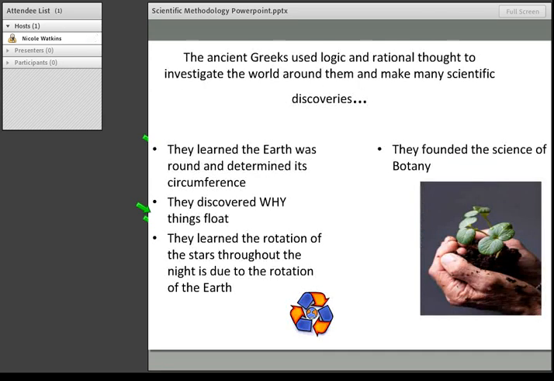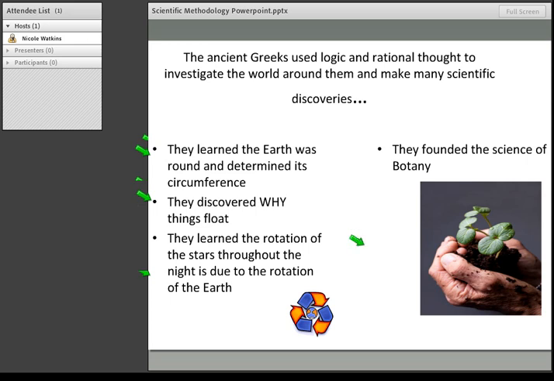So the ancient Greeks used logic and rational thought to investigate the world around them. And they were responsible for making many of our earlier scientific discoveries. The ancient Greeks learned that the earth was round and they helped to determine its circumference. They discovered why things float. They learned the rotation of stars throughout the night is due to the rotation of the earth.